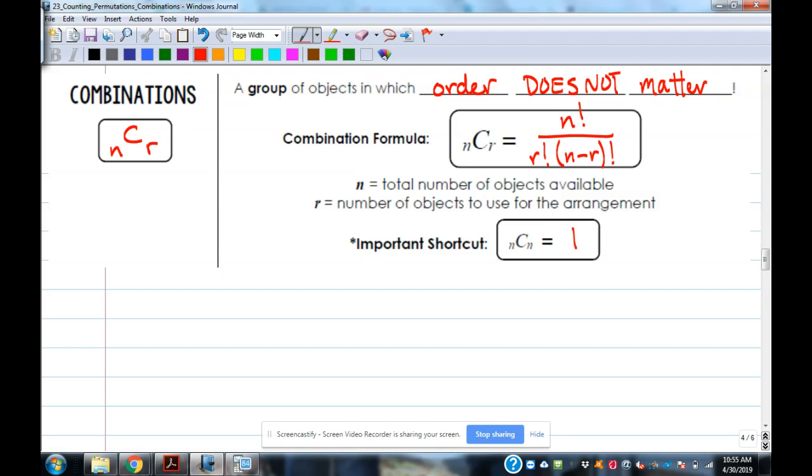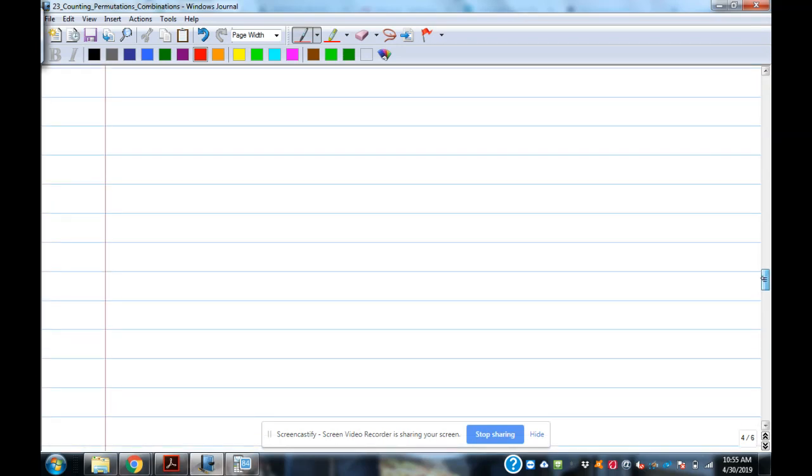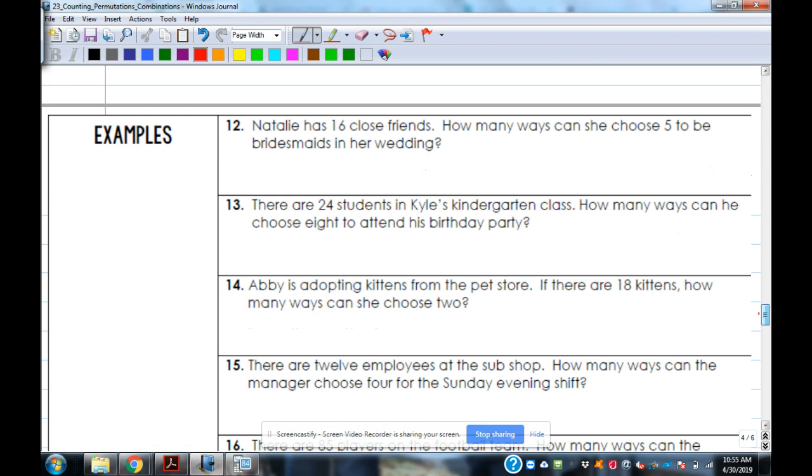If you've got 55 things and you want to arrange, or group, 55 of them together, well, there's only one way to do that. So it's just 1. That's a super easy shortcut. All right, let's look at examples of that.